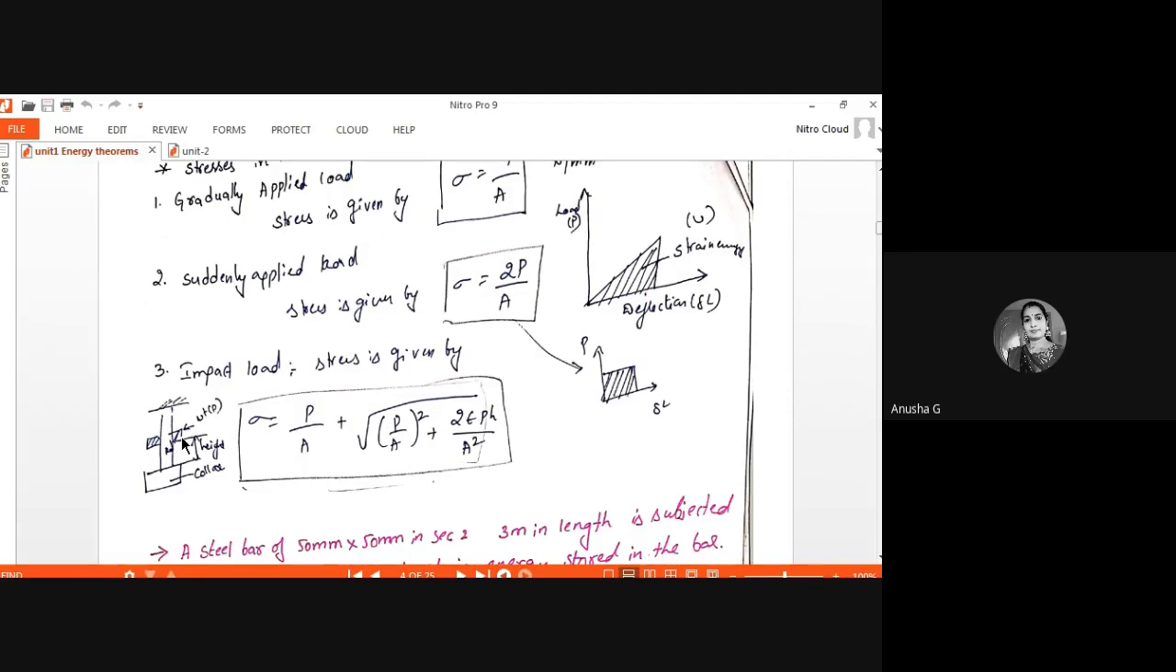For that, the stress is given as sigma equals P by A plus square root of (P by A) whole square plus 2E T into H by A square. T is nothing but always the load only.